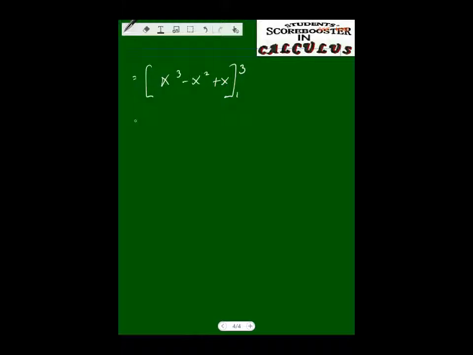So if you simplify this one, or before simplification, just substitute for the limits. So we're going to have 3 raised to power 3 minus 3 raised to power 2 plus 3, minus 1 raised to power 3 minus 1 raised to power 2 plus 1. So if you simplify this, you're going to get 22 square units. And this is the answer. As simple as that, right?